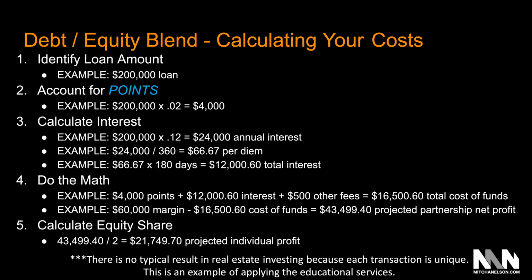So a $200,000 loan, points, if we're using the example of 2 points, which is pretty common in the hard money industry, then our total cost of points on a $200,000 loan will be $4,000. Then we calculate the interest. $200,000 loan at 12%, which again is a pretty standard number in hard money, is going to be $24,000 annual interest. Now that only applies if we're going to hold the property for a year. But I always like to run my numbers at 6 months. That kind of gives me a good range to be able to get the project done.